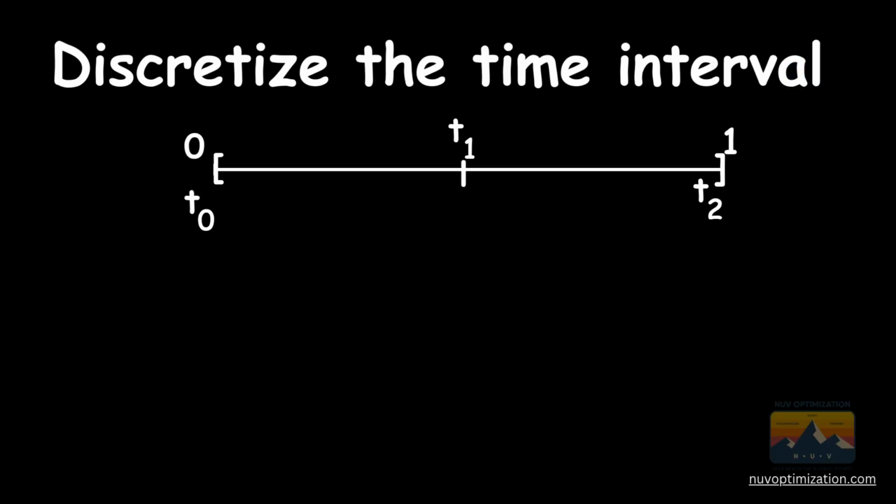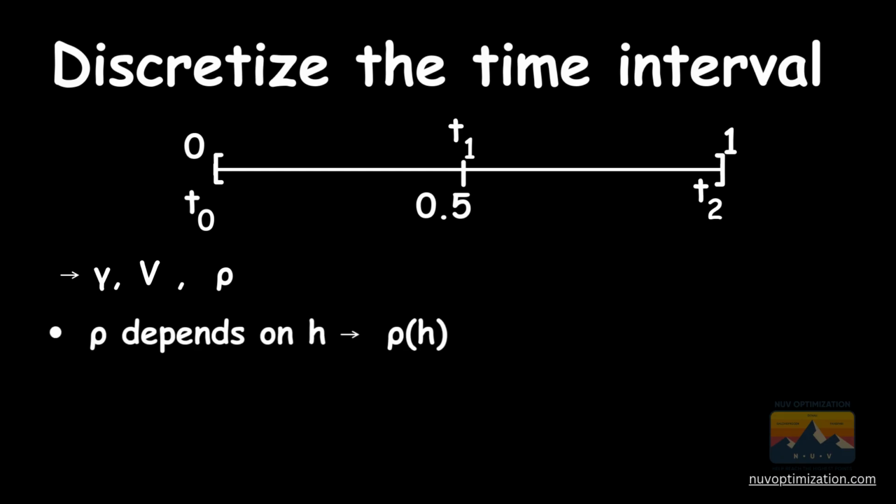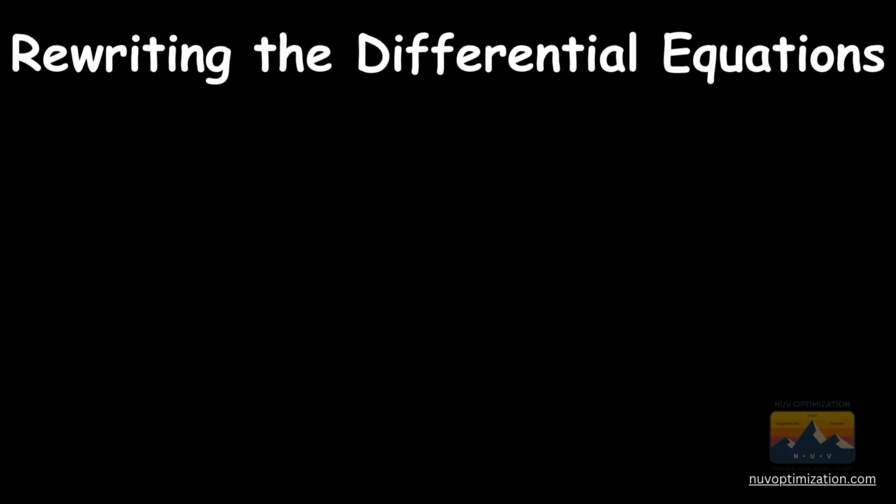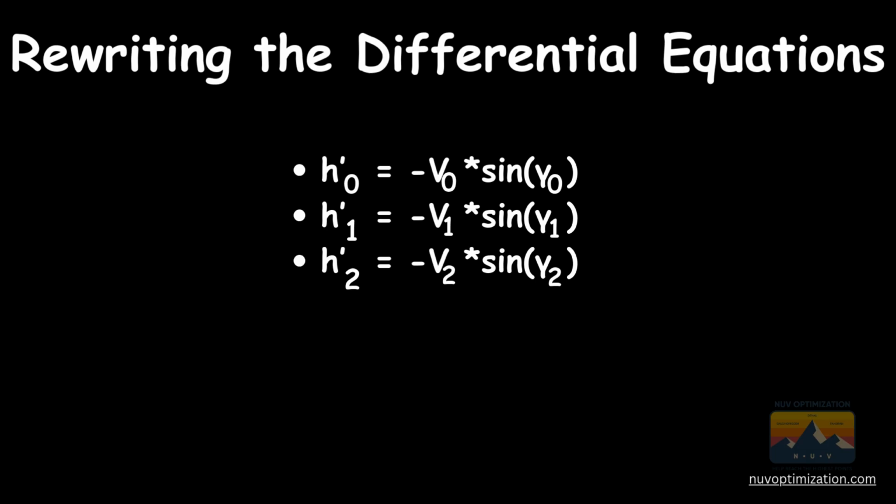Similarly, we define corresponding values for gamma, v, and also for rho. It's important to note that rho actually depends on altitude h, so rho sub 0 will be a function of h sub 0, and so on. Now let's look at the equations for h in this discrete system. We can rewrite 3 equations directly from the definition of the derivative. Similarly, you can write the other 2 equations for v and gamma based on their respective differential equations.